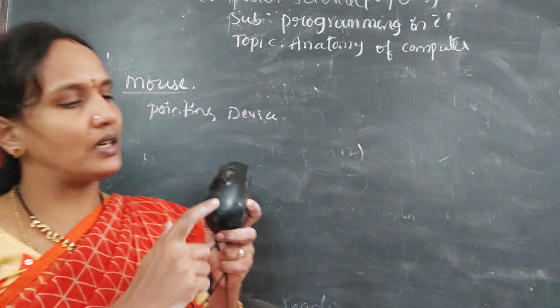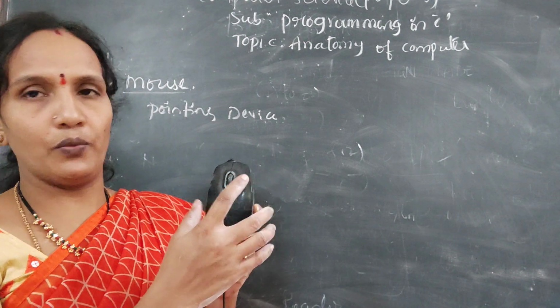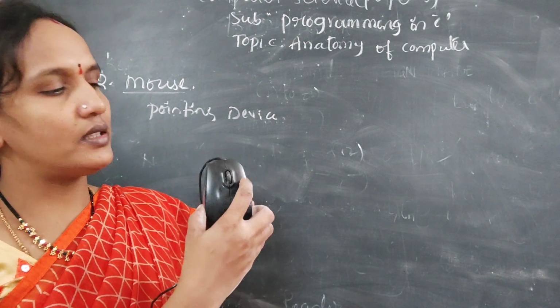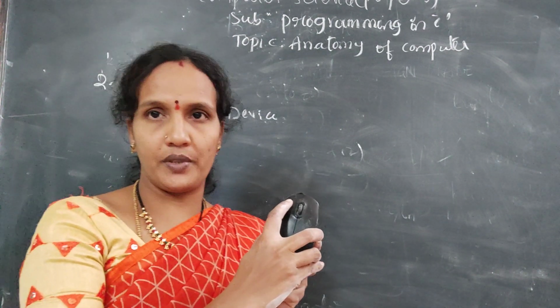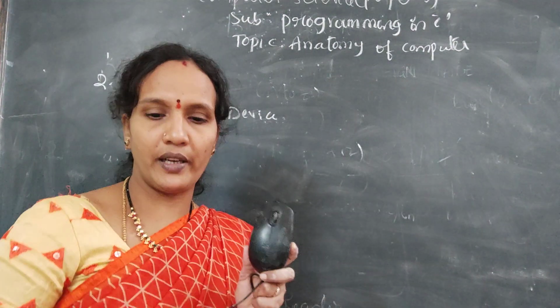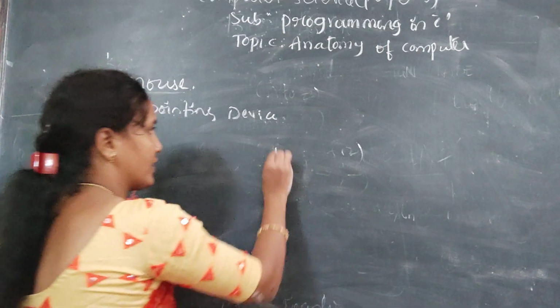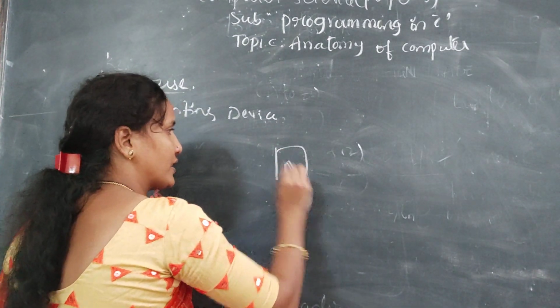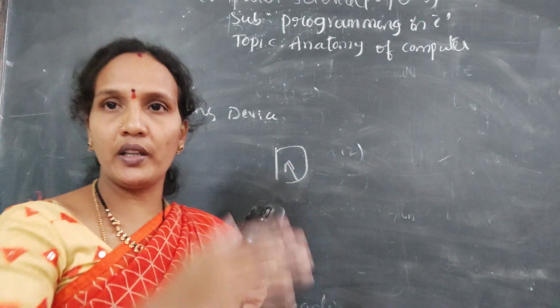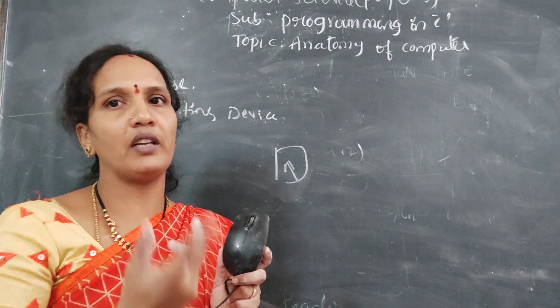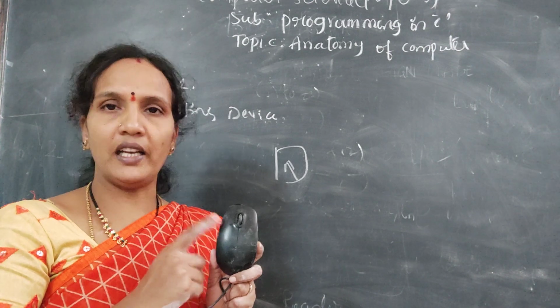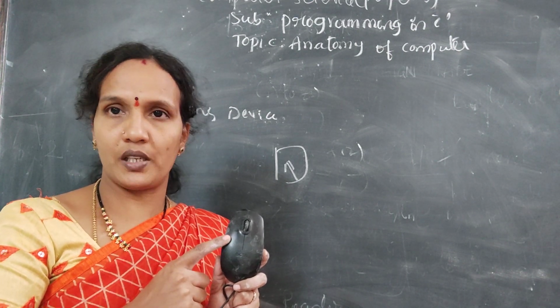And the mouse contains two buttons. This is the left button, this is the right button. The left button is used to select the object, means placing the mouse pointer. For example, here you have a file like this, and your mouse pointer is on it. When your mouse pointer is on that object and you click on it, then that file will be opened. That is the left button. It is used to select the object.